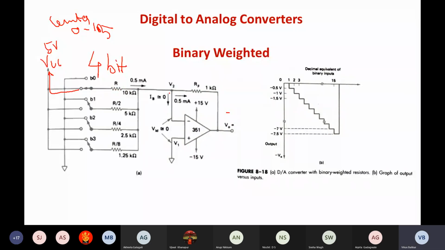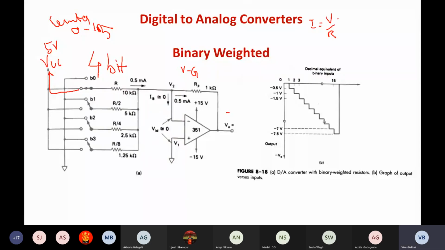And because V2 and V1 are at the same potential from the concept of virtual ground, which we have seen, whatever voltage is at the non-inverting terminal, the same voltage will be applicable over here. So since V1 is at 0, V2 is also 0. Therefore the current through R will be, now this resistance is 10k, voltage is 5 volt. So what will be the current? I will be equal to V by R.